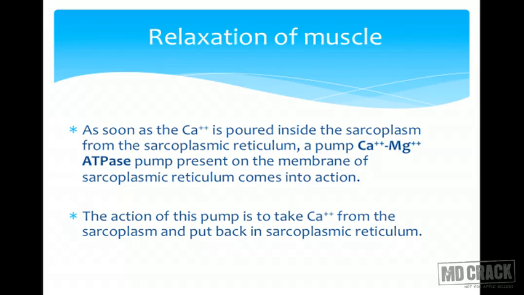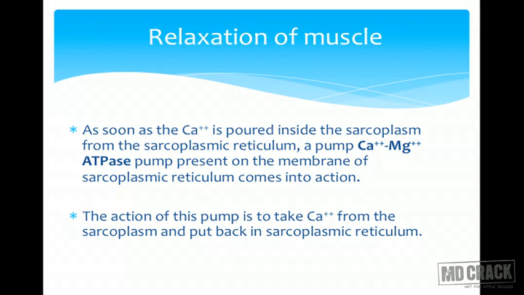Whenever the action potential reaches the triad and causes release of calcium, and the calcium is released into the cytoplasm, at the same time there is one more pump which comes into action. That pump is present on the membrane of the sarcoplasmic reticulum. What is that pump? It is the calcium magnesium ATPase pump. What is the function of the pump? As soon as the calcium enters the cytoplasm, its function is to take the calcium from the cytoplasm and put it back into the sarcoplasmic reticulum in exchange for magnesium. This pump will act against the concentration gradient. It will use energy, ATP, to make sure that the calcium stores are created in the sarcoplasmic reticulum.